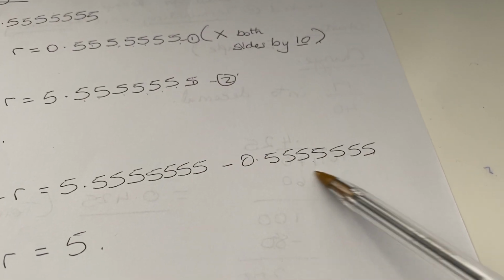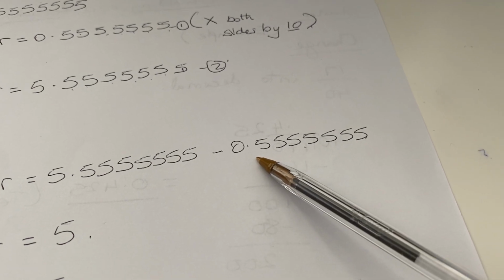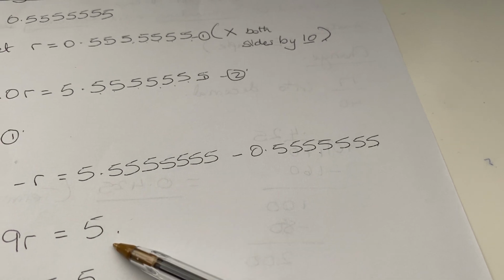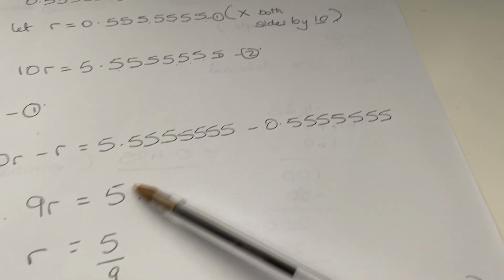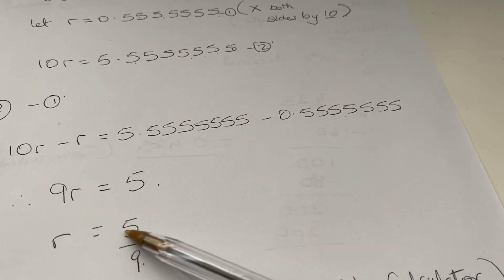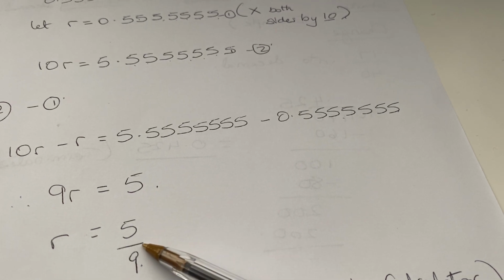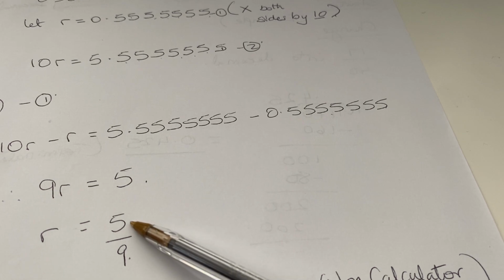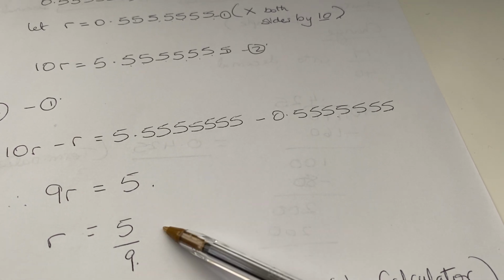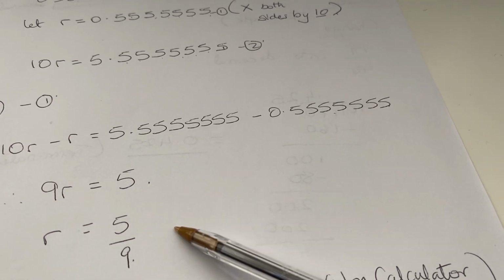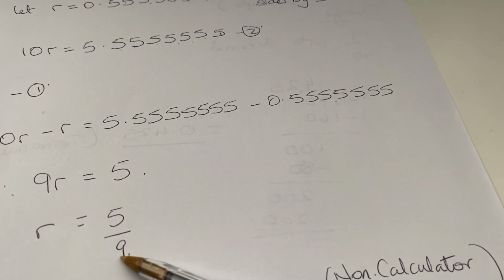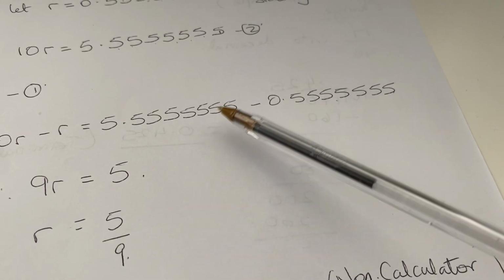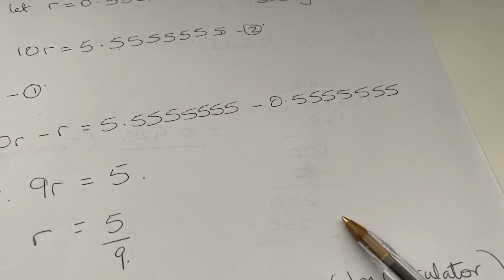5.5555 minus 0.55555 will give me 5. Okay, so now r will be equal to 5 over 9. Now look at the denominator again, 3 to the power 2, or 3 times 3. Okay, now because of the 3 as prime factor, that is why our decimal does not terminate.